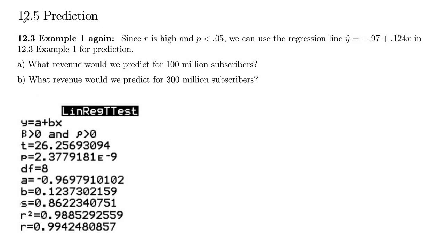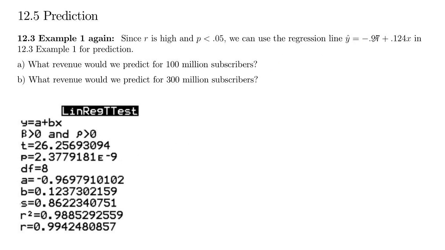Here in section 12.5, we actually want to use our regression line for prediction. So let's go back to our Netflix example again, subscribers versus revenue. Our R value was high. That R was right here, 0.99, very strong linear relationship. And P was less than 0.05. That's a one-sided. Even a two-sided p-value would be less than 0.05. So that means we can use the regression line.